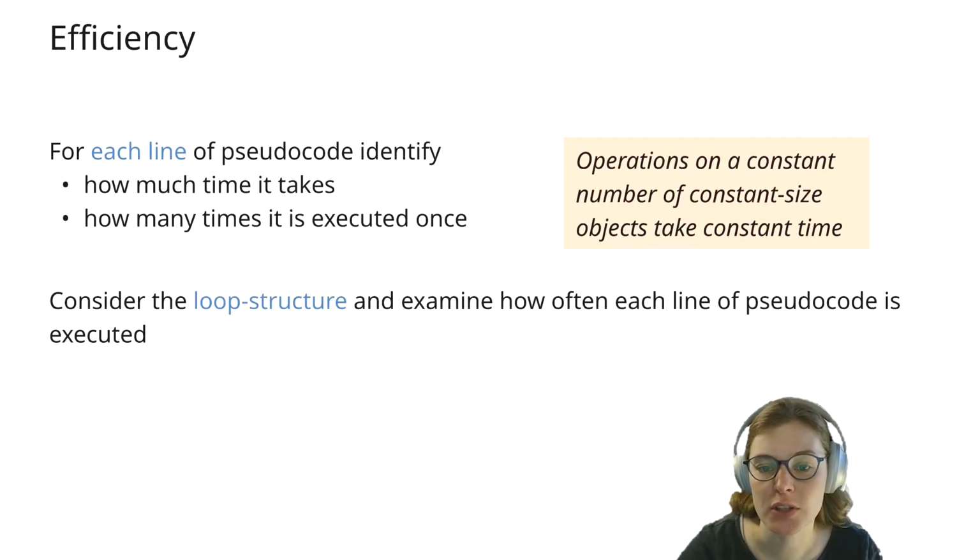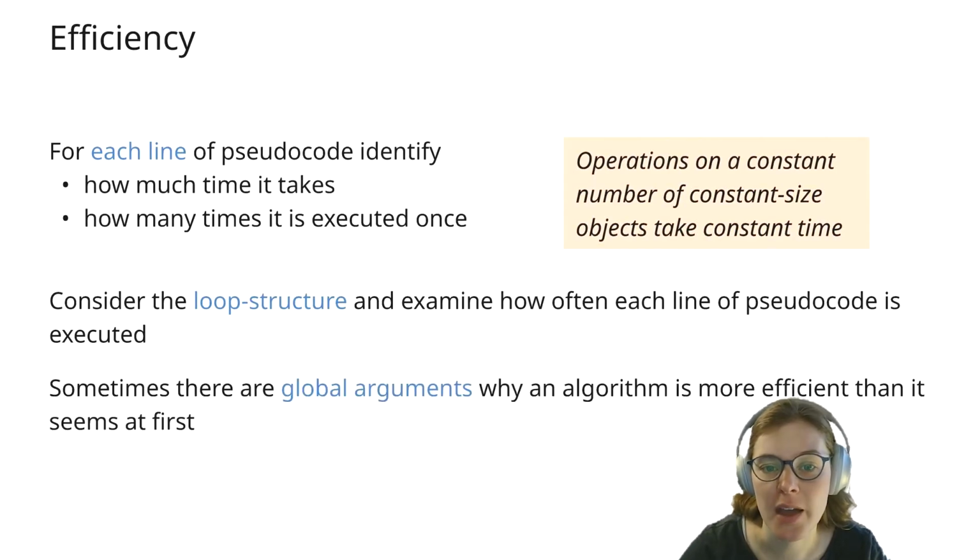To answer the question of how many times each line gets executed, we will consider the loop structure and figure out how many times each line of code gets executed. Sometimes a naive bound on how many times each line gets executed will be too loose, and to get a tighter analysis of the running time of the algorithm, we will need to use some global arguments.